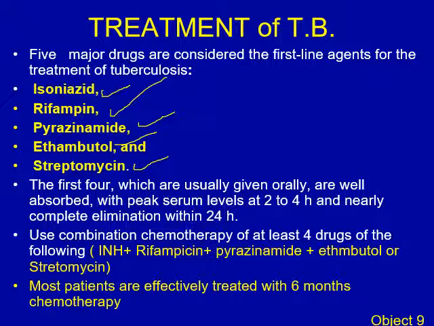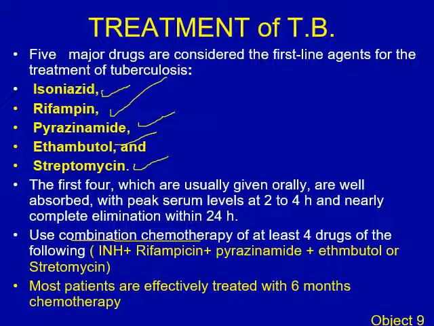For treatment of TB, we usually use combination chemotherapy. We don't use a single drug because this results in more resistance, because the TB bacilli are dormant and need prolonged treatment. At least we use 4 drugs: INH plus rifampicin plus pyrazinamide plus ethambutol or streptomycin. Usually we prefer ethambutol because it is oral, while streptomycin is an injection.